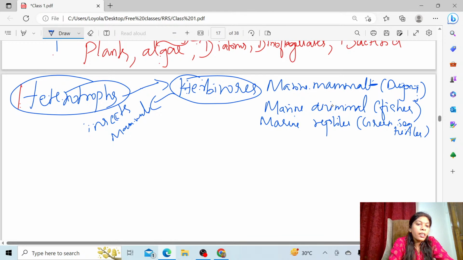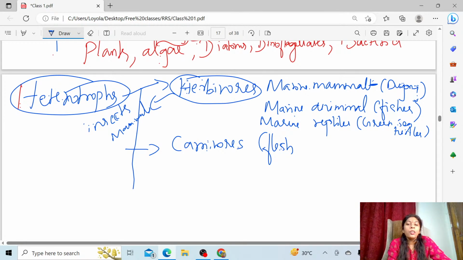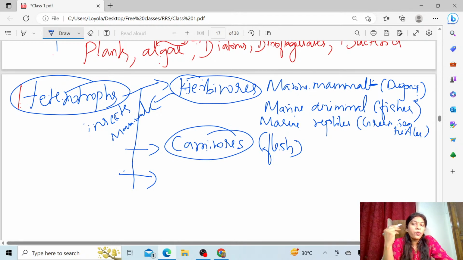And the second thing in heterotrophs is carnivores. Carnivores are the organisms which eat the flesh of other organisms. They will eat flesh of other organisms, they will not eat plants. They are called carnivores. We will not discuss this now; when we go to the food chain, I'll explain there.